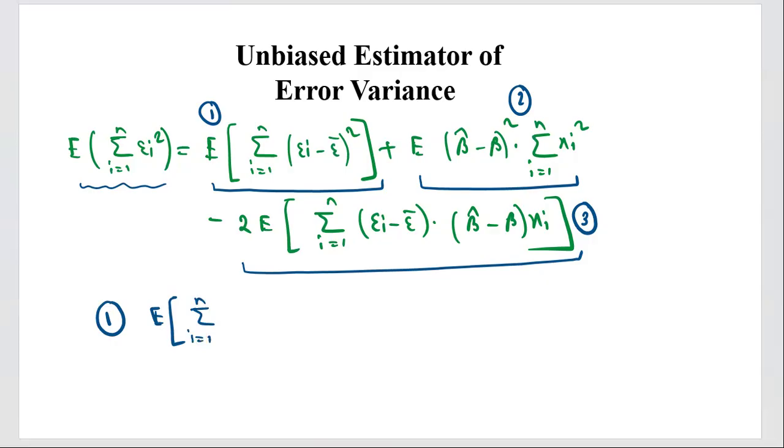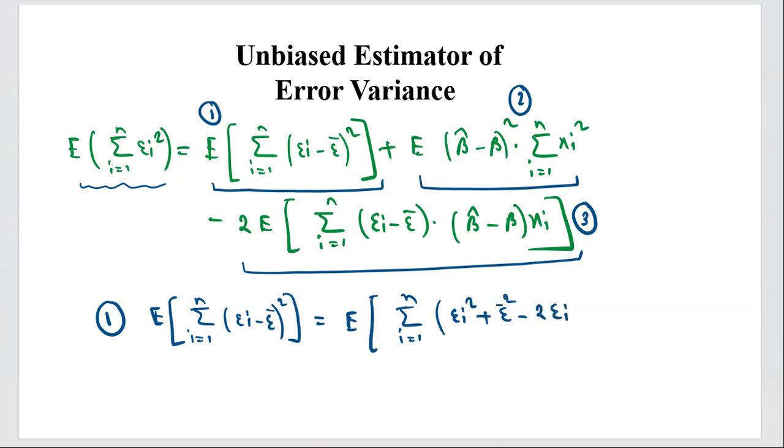Summation i from 1 to n, (epsilon i minus epsilon bar) whole square. So how do you simplify it? Simply break the square. Expectation, summation i from 1 to n. First, do the inside part. What will this be? Epsilon i square plus epsilon bar square minus 2 epsilon i epsilon bar. So now expectation of, take the summation. I am doing it step by step just to make you understand the entire thing. You can do it directly also.